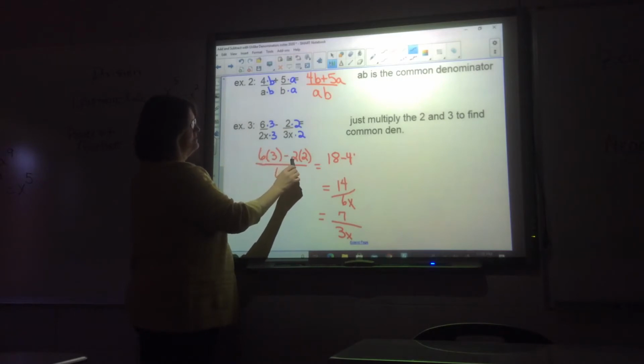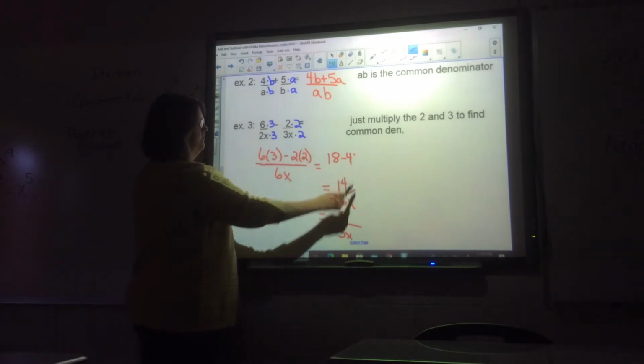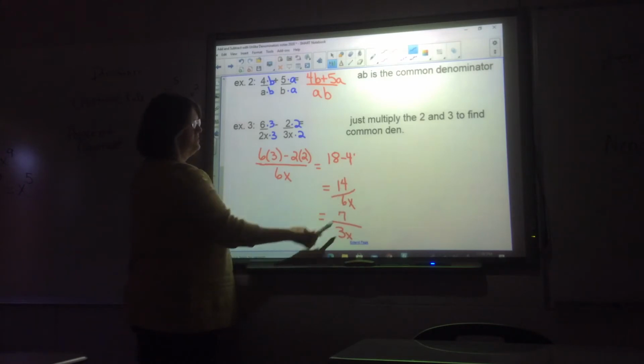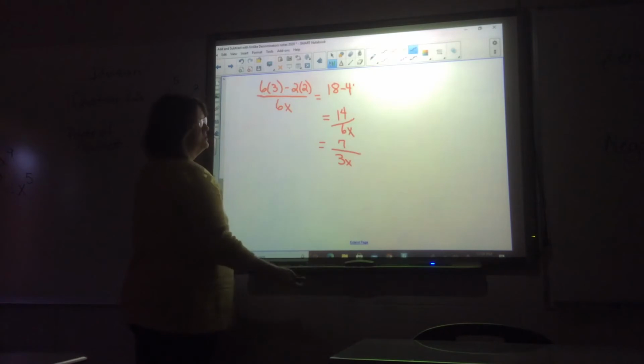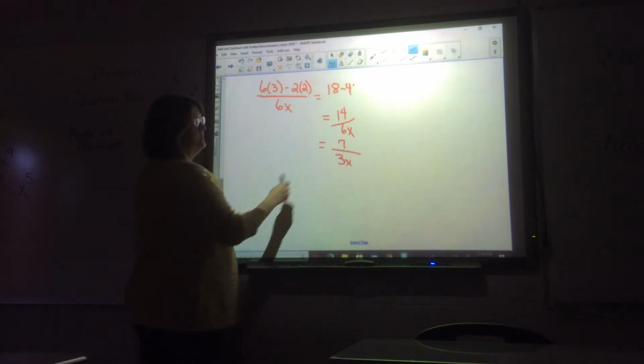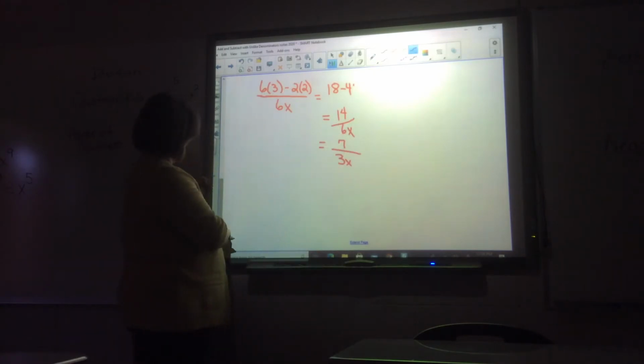6 times 3 minus 2 times 2. So 18 minus 4 is 14 over 6. And you need to simplify all the way down. 14 over 6 becomes 7 over 3. So it's 7 over 3x.